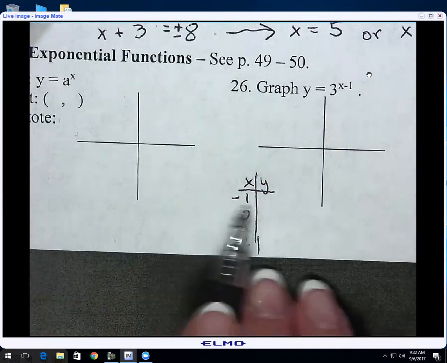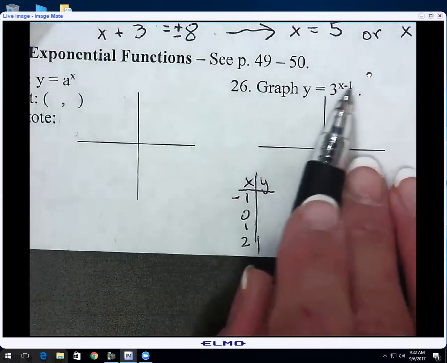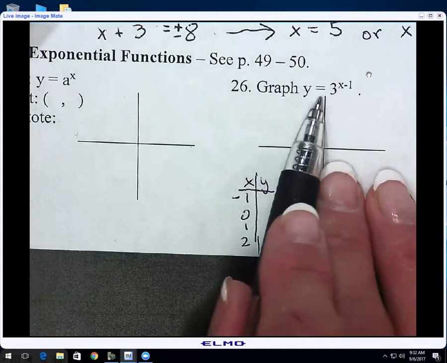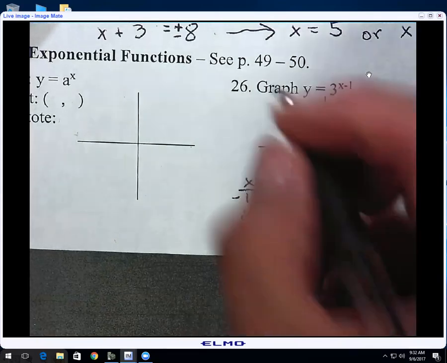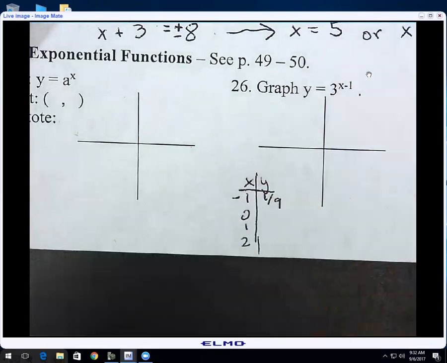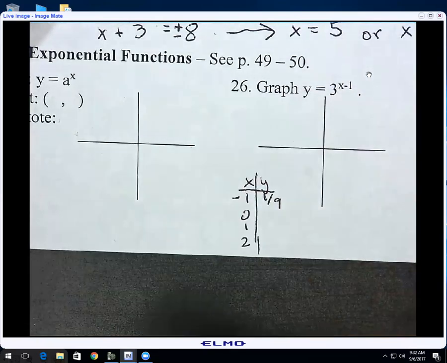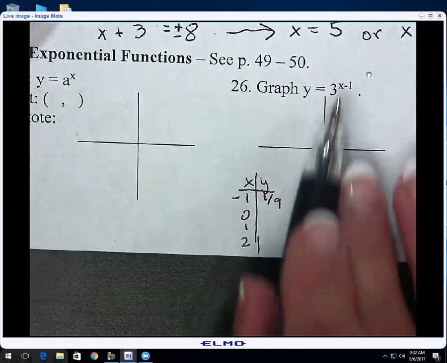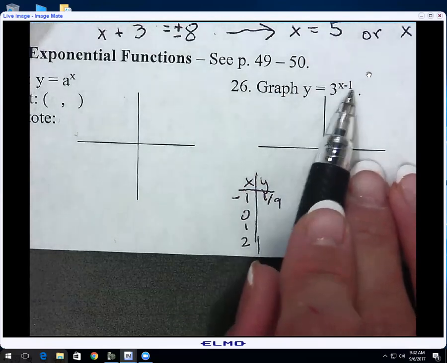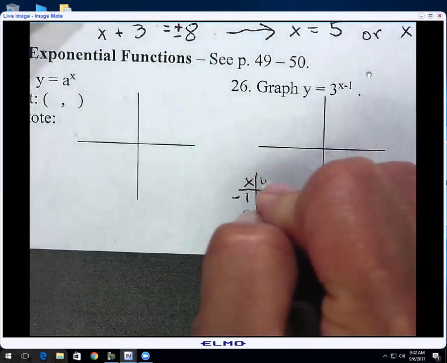If I let x be -1, this is 3 to the -2. What's 3 to the -2? 1/9. If I let x be 0, this is 3 to the -1. What's 3 to the -1? 1/3.